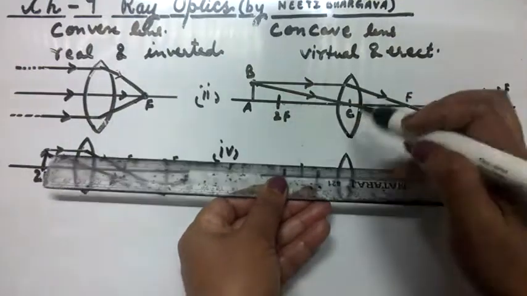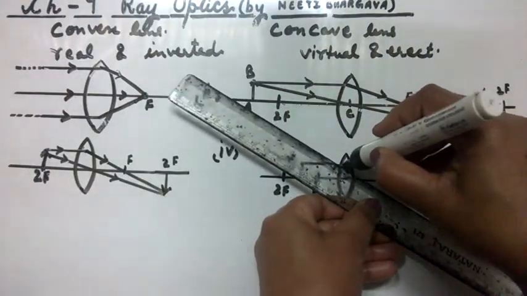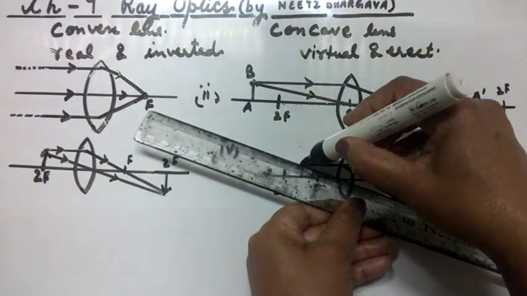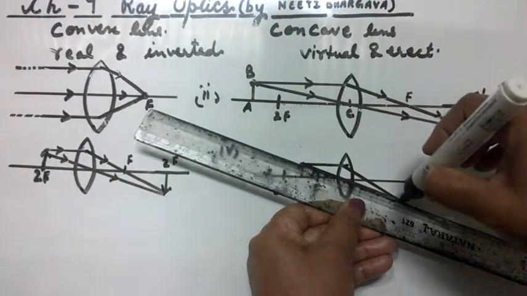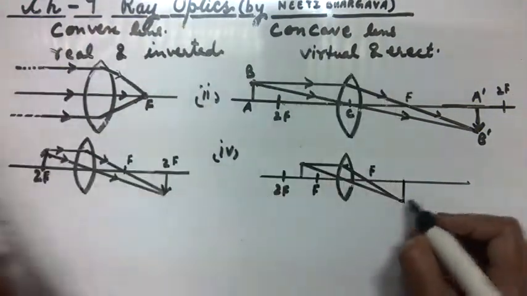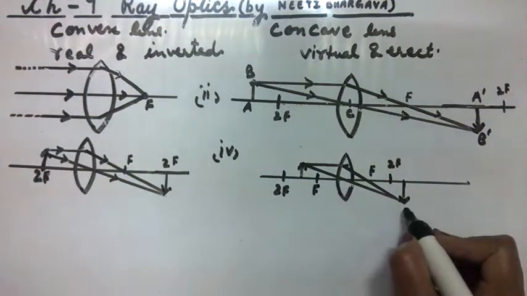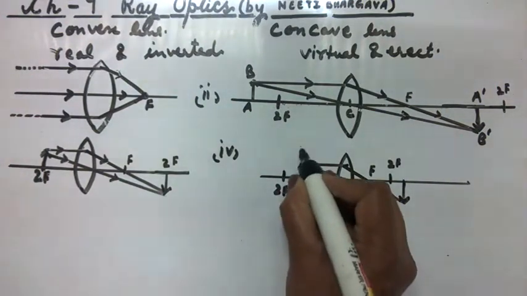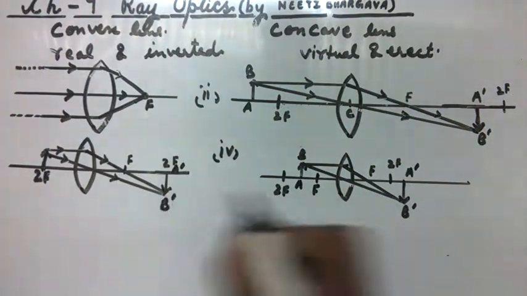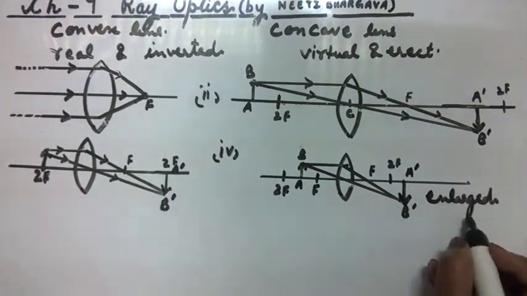Here also, the ray which is going parallel will pass through focus first, and the ray which is passing through optical center will remain undeviated, and it will form the image beyond 2f, and the enlarged image will be formed. Enlarged or magnified image will form.